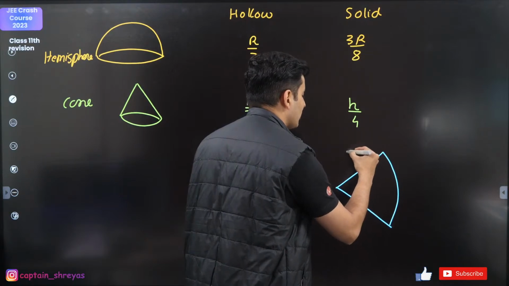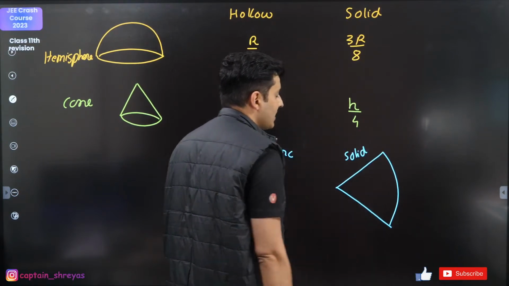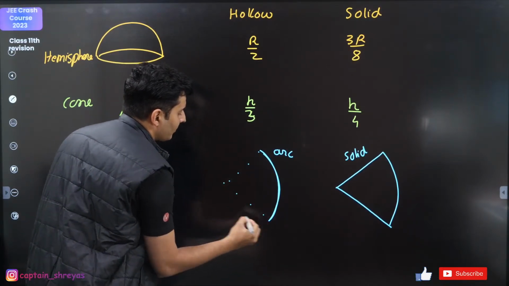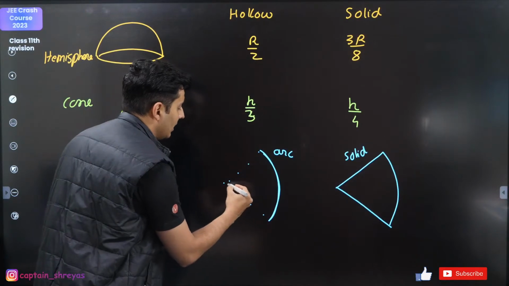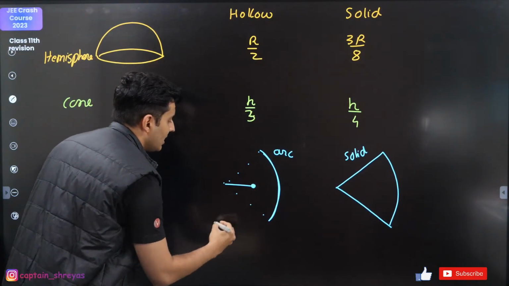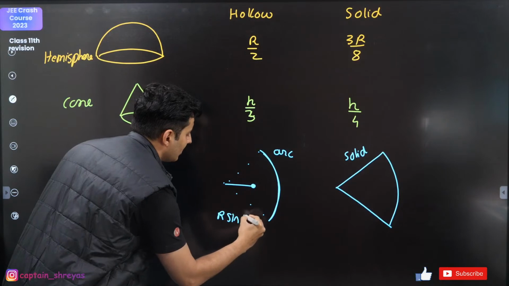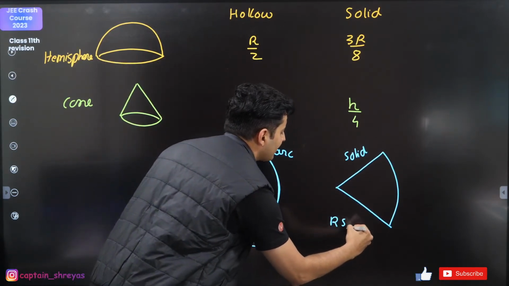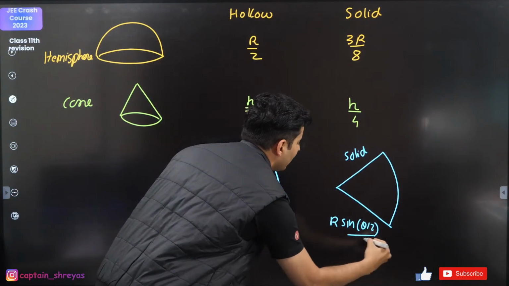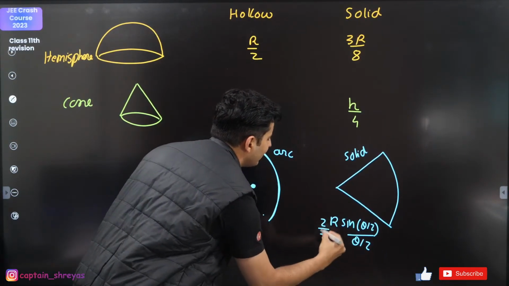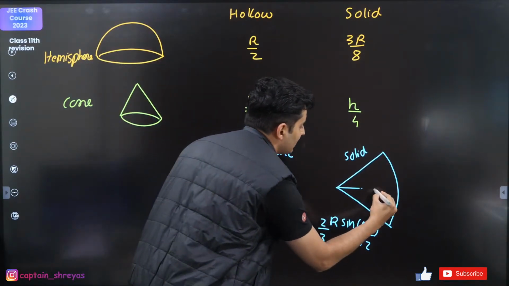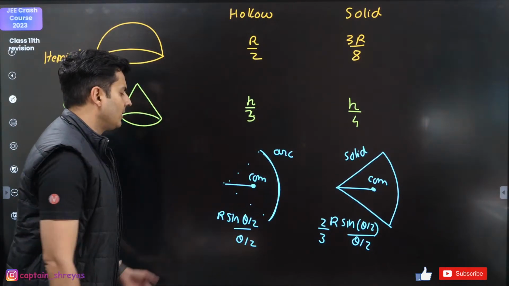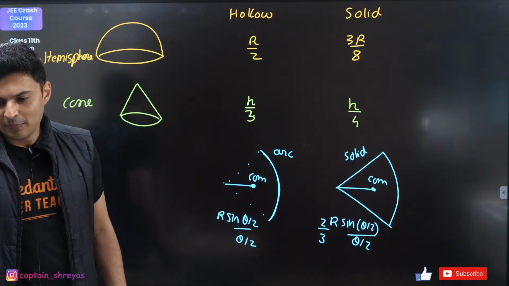So this is your solid sector, and this is your arc. If the arc subtends a certain angle theta, then the distance of the center of mass is given by r times sine theta by 2 divided by theta by 2. Same formula for the solid sector, r sine theta by 2 by theta by 2, but there is a factor 2 by 3 which comes. That is the distance of the center of mass from the center of the circle.